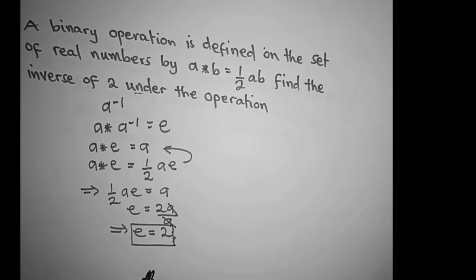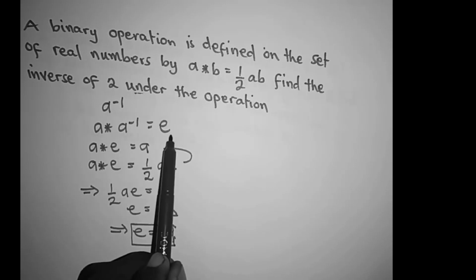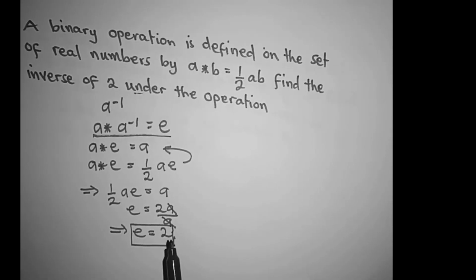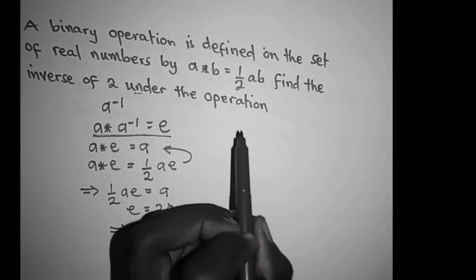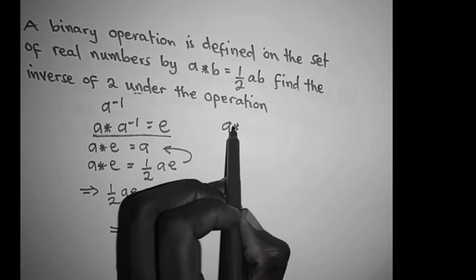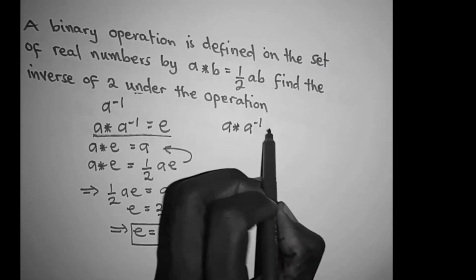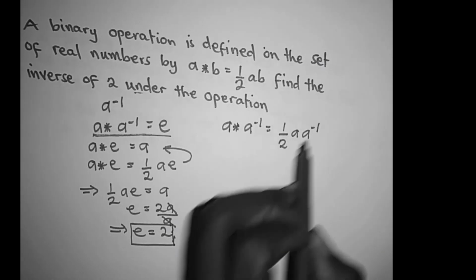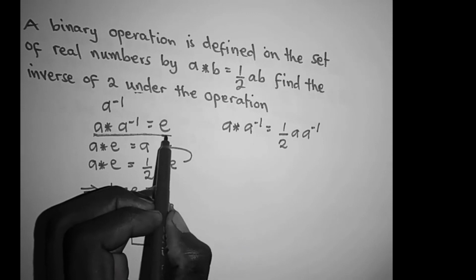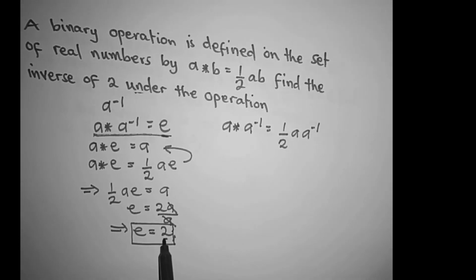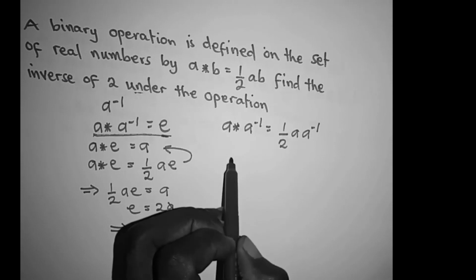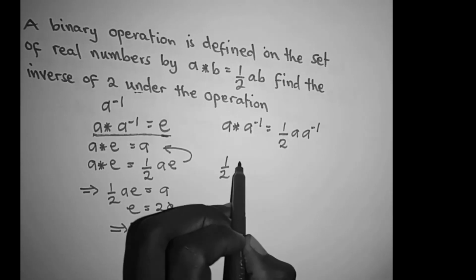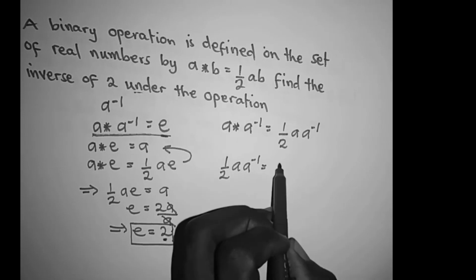under the operation. Now that we found the identity element to be 2, we can use this formula to get A inverse. So let's find A operation A inverse. This is equal to 1 over 2, A, A inverse. Then we have to equate it to the identity element. But the identity element is 2. And therefore, half A inverse equals 2.